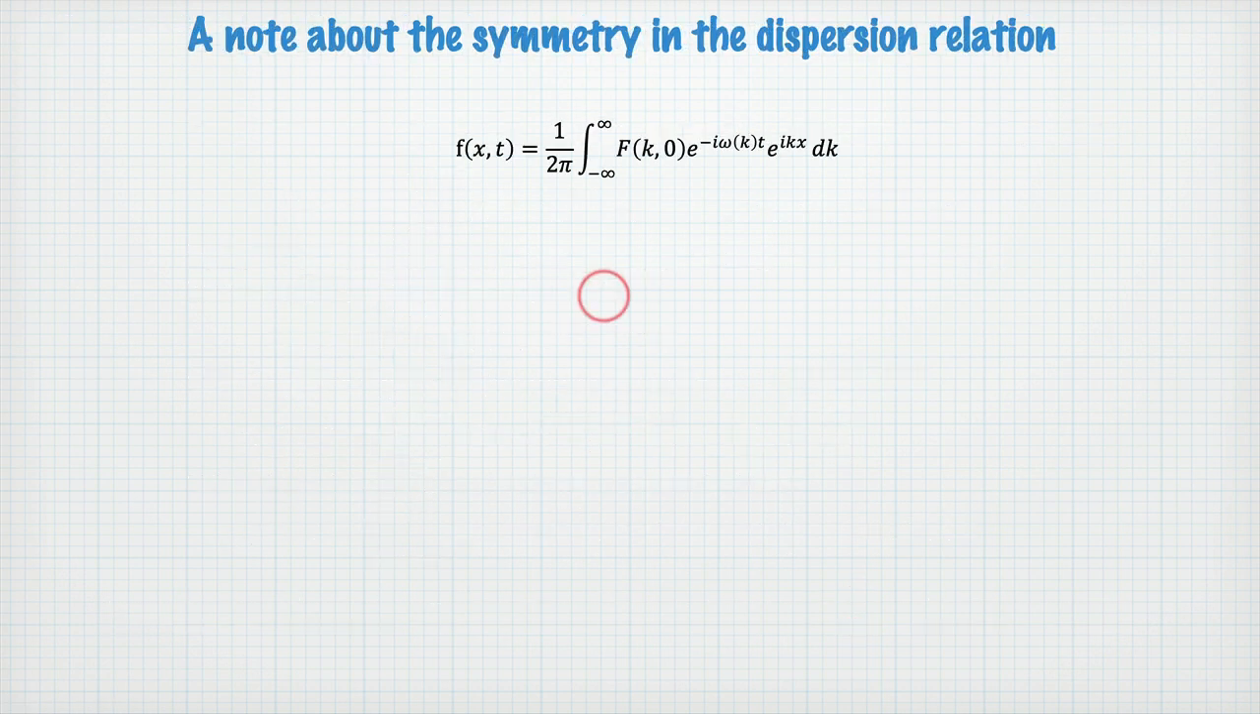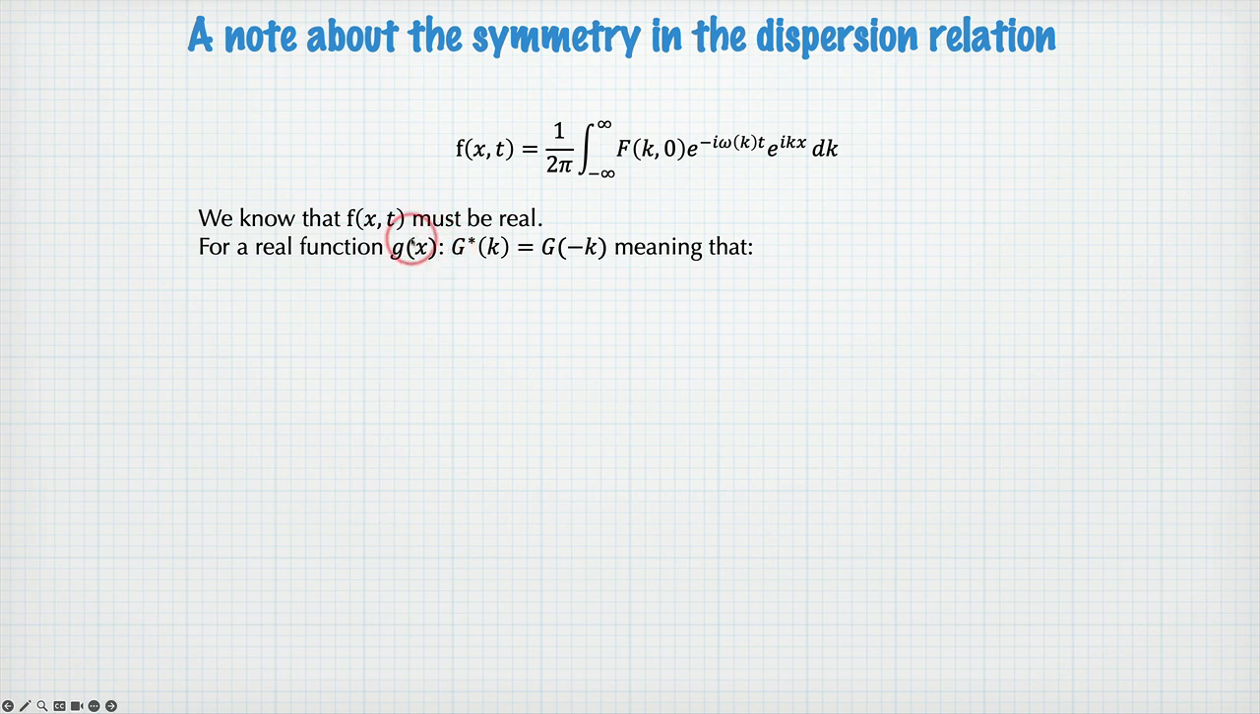Before finishing this topic, I just want to say something about the symmetry that we can identify in the dispersion relation. So here is our function of x and t. It's calculated from some initial position of the wave and then propagated over time using this phase factor here. Now, we know that f of x and t must be real. That's because waves don't have imaginary amplitudes.